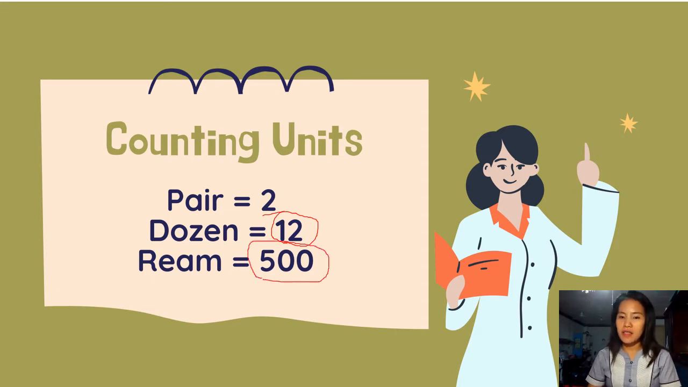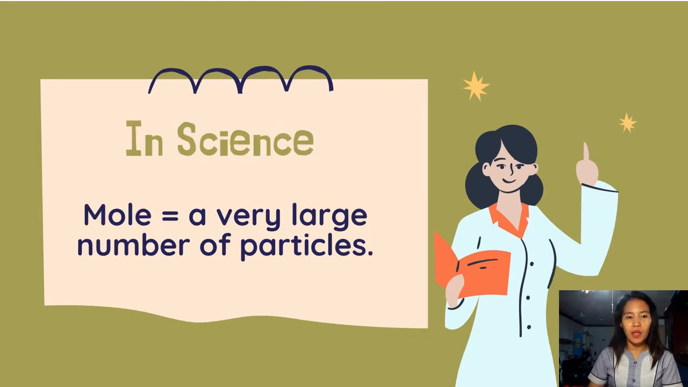Now, in science, you will also find that there is a counting unit that represents a number of particles. And that is what we call mole. Now, this number is very large because, of course, the particles that compose an object are very small. Therefore, you can really find that these particles are in a very large number.